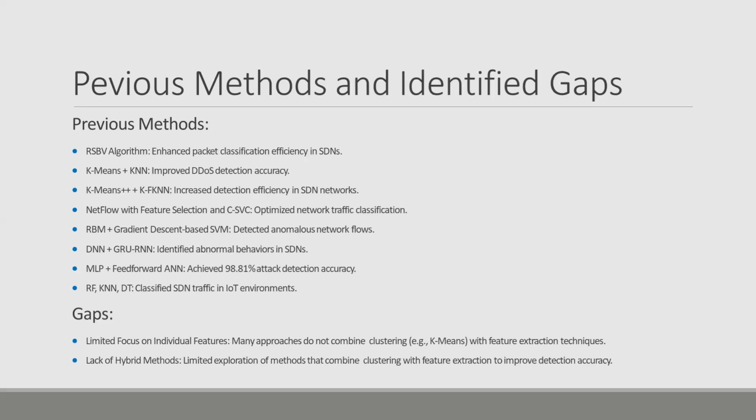Second, there is a notable absence of hybrid methods that combine clustering and feature extraction to enhance detection accuracy. By combining these techniques, more robust models can be created, capable of capturing complex patterns and making more accurate predictions.